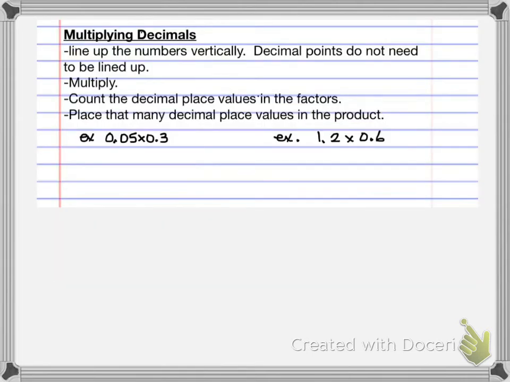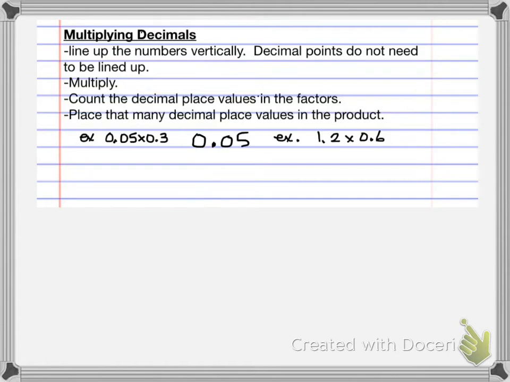All right, so just underneath the adding and subtracting, we're going to take some notes for multiplying decimals. So we're going to line up the numbers vertically. The decimal points do not need to be lined up above each other, like in addition and subtraction. We're going to go ahead and multiply. And then we're going to count the decimal place values in the factors and place that many decimal place values in the product. So let's see what I mean by working through some examples.